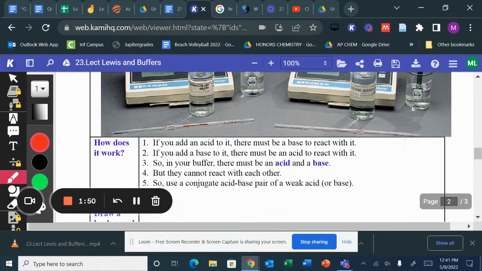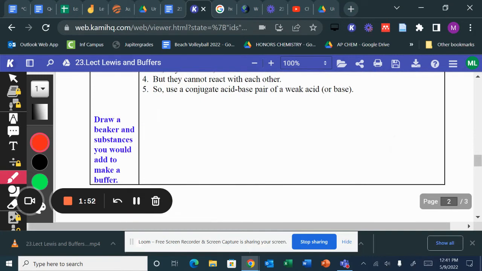Okay, so here's an example. Let's draw a beaker. What would you put in a beaker to make a buffer? First, you have to know what you're doing. What you're doing is, if you have H+, you want something in the beaker that would remove the H+. What do you think will remove the H+? That's correct, some OH-. So as soon as you add the H+, the OH- will react with it and neutralize it. So in your beaker, you better put some OH-.